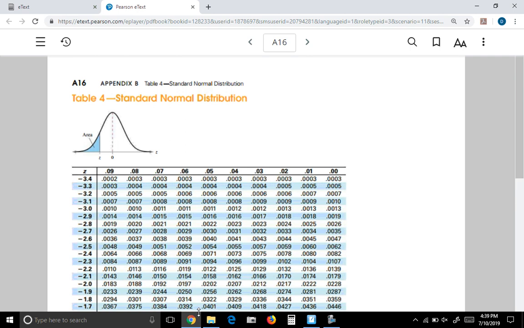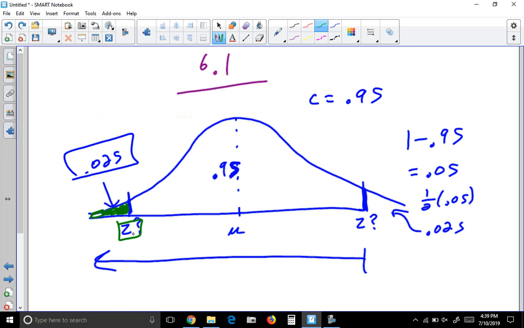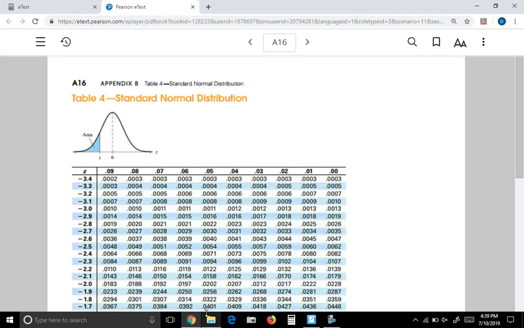So if we go to 0.025, here is 0.025. That corresponds to a z value of negative 1.96. So this z is negative 1.96. Since this is symmetric about the mean, then this z value is positive 1.96. So they're going to say that the critical value for this confidence interval is 1.96. So let's put that in and see if they take our answer.